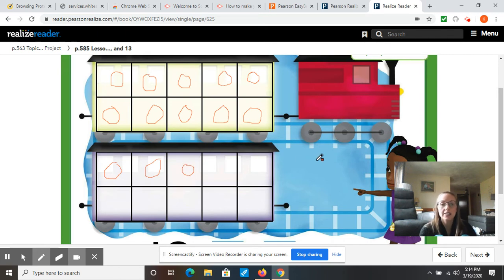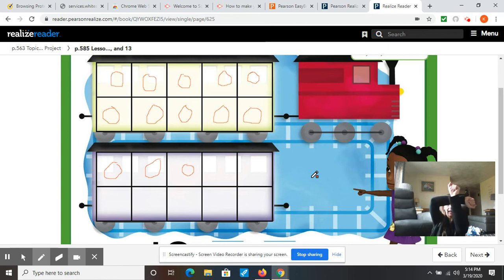Let's look closely at our 10 frames. We have the whole yellow one filled in. I don't even have to count that. I know if the whole thing is filled in, I count it the fast way. 10. Here's 10, and the blue one shows 3 more. 10 and 3 more. We've been working on this. We can show 10 and 3 more as an equation.